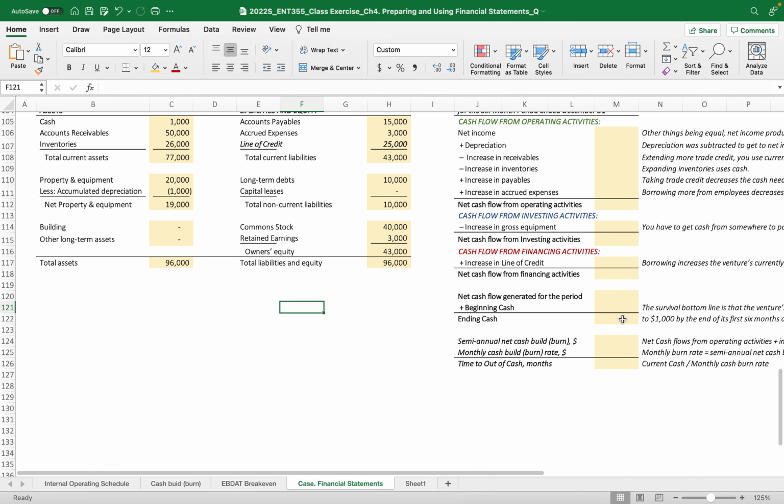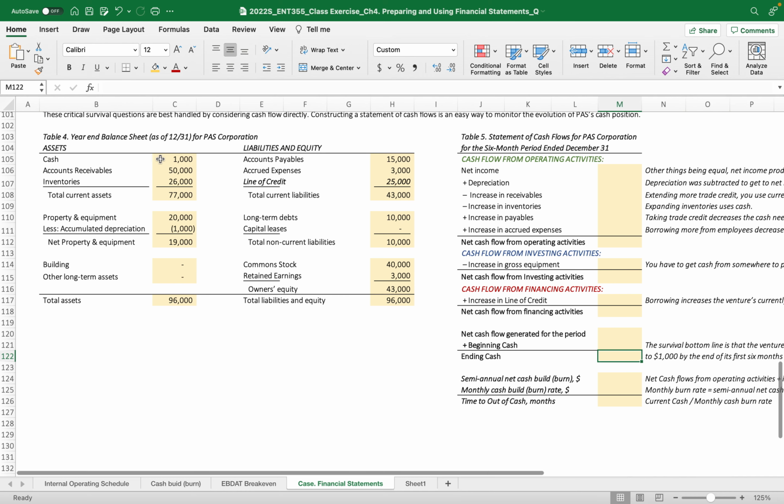And then the ending cash balance should be the same as the ending cash of the year-end balance. And then we also get the net cash build or net cash burn rate, and time to out of cash, through this creation of a cash flow statement.